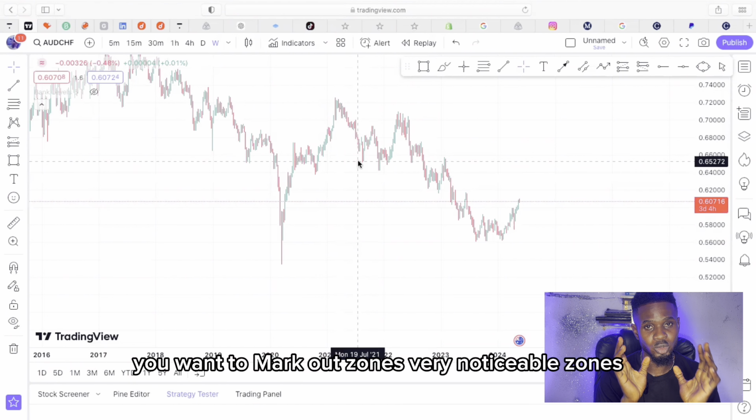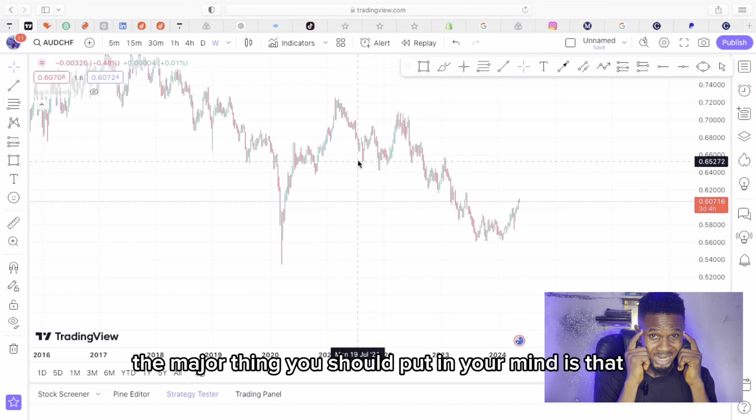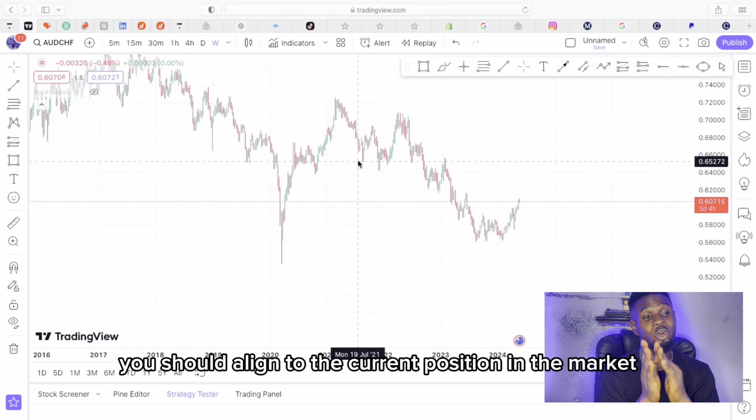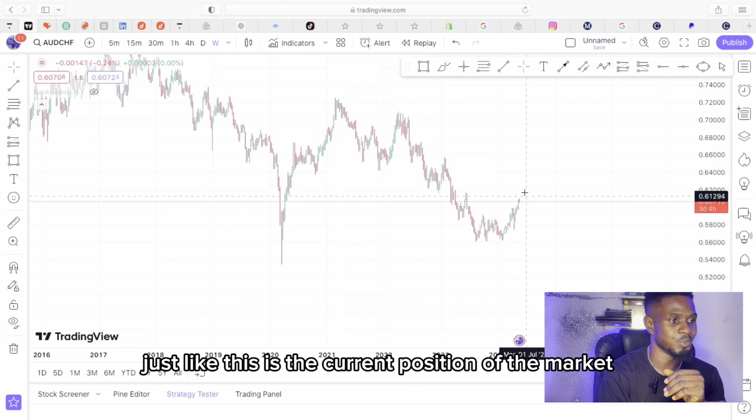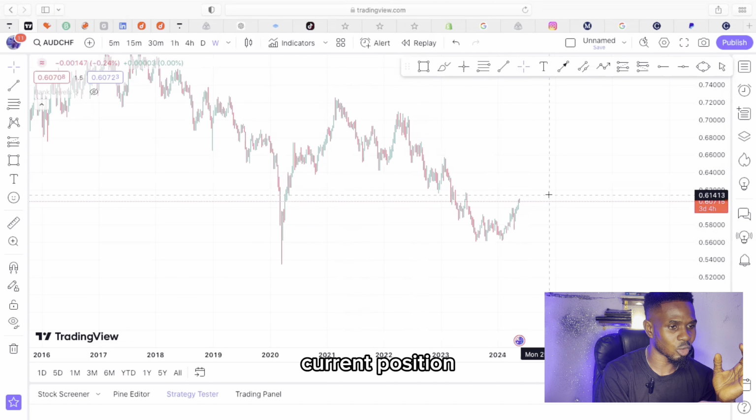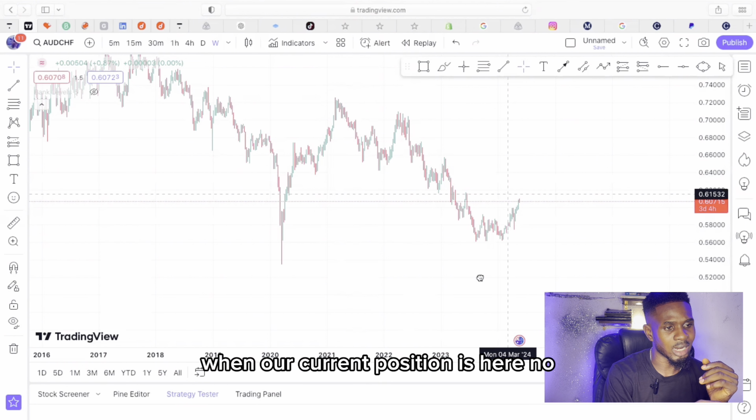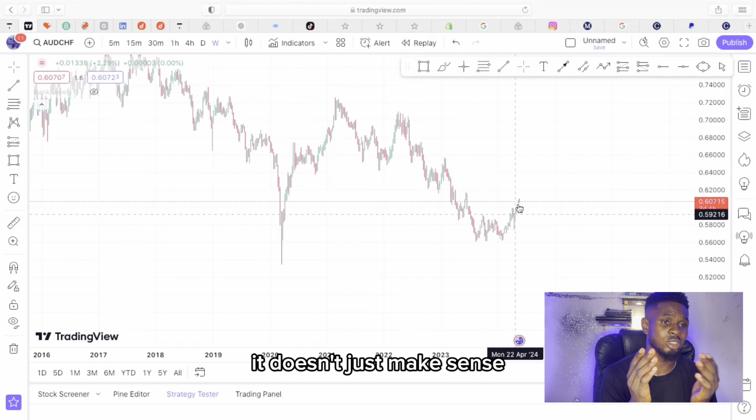very noticeable zones. When you're doing your top-down analysis, the major thing you should keep in mind is that whatever you're doing should align to the current price, the current position in the market. Just like this is the current position. So whatever we're doing on the chart should align to this current position. We can't start marking zones here when our current position is here. It just doesn't make sense.